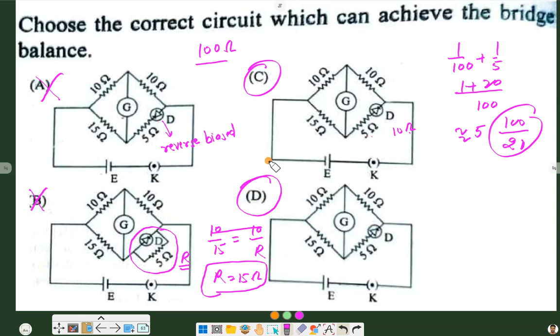This might be some type of writing or designing mistake in the question. So according to this, both C and D are right.